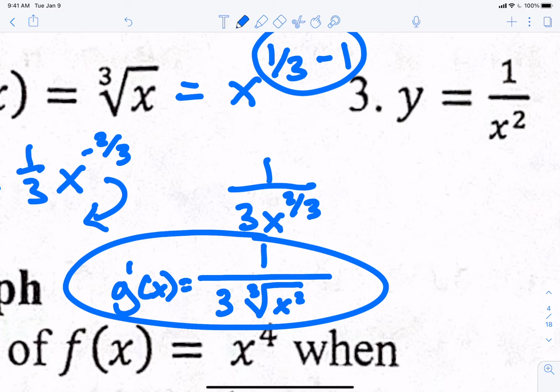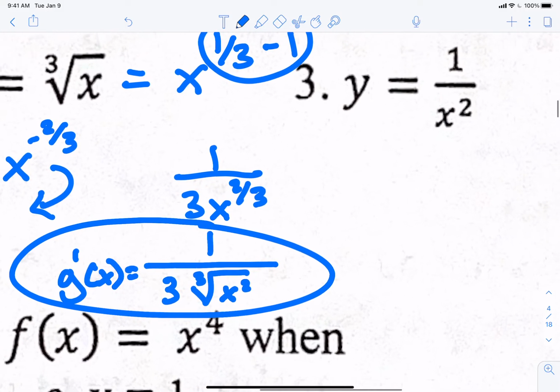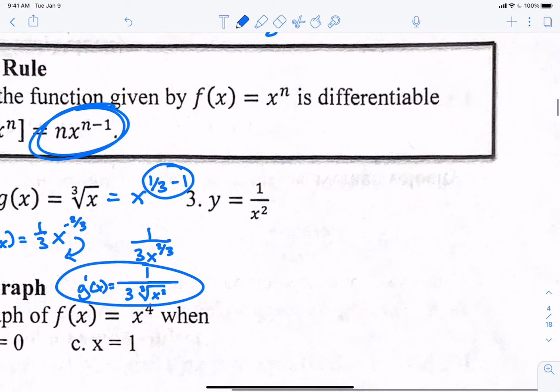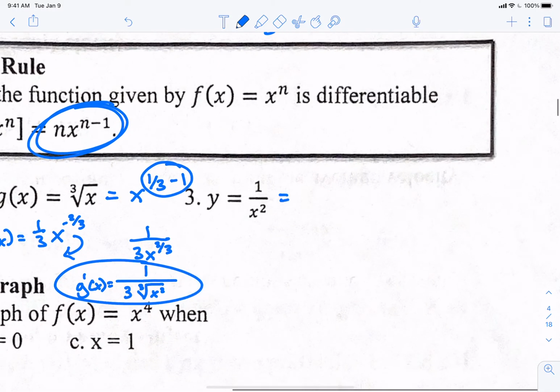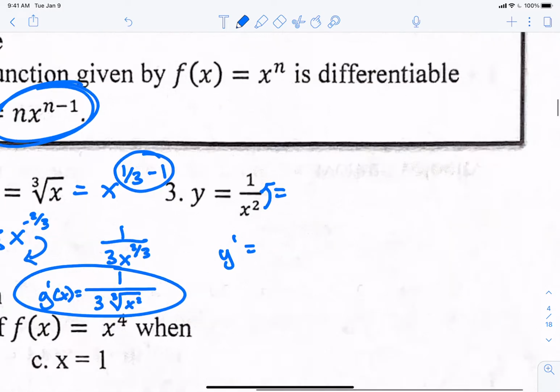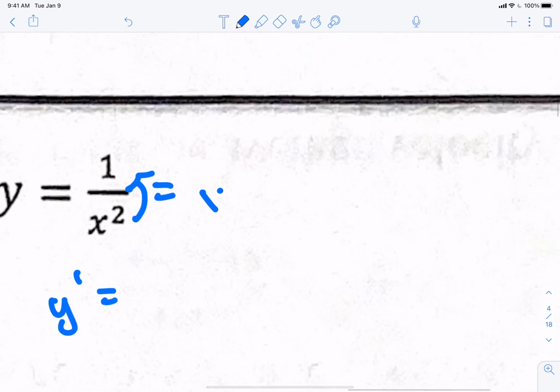All right, moving on. Number 3, we're going to call it y prime, but before we take the derivative of 1 over x squared, we've got to move it back to the top. When we move it to the top, it becomes what? x to the negative 2 power. All right, it's on the top, x to the negative 2 power.